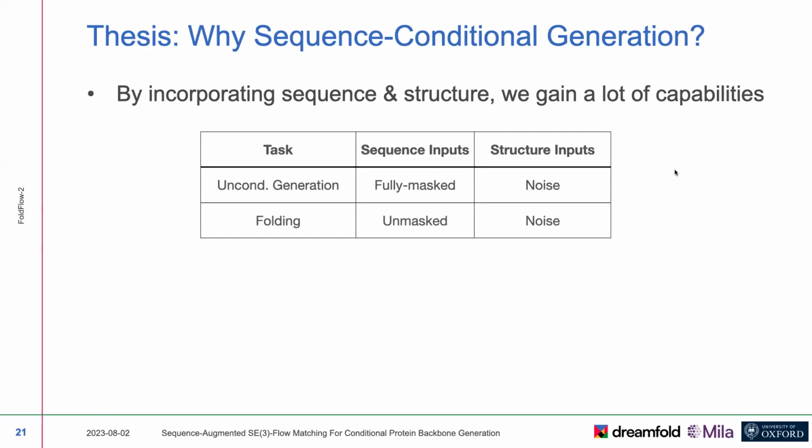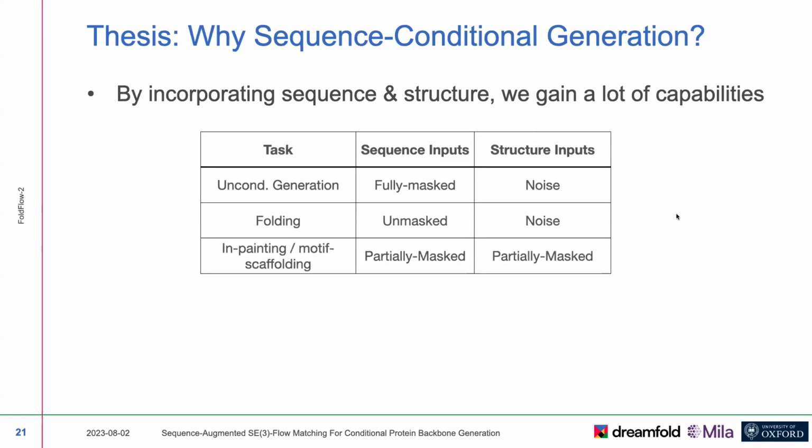If you pass in the true sequence and noise and you ask the model to generate a structure, that is equivalent to folding. And so that's a new capability that we can get. Also, you can pass in partially masked sequences and structures, and that allows you to do in-painting or motif scaffolding by using conditional sequence inputs as well as structure.